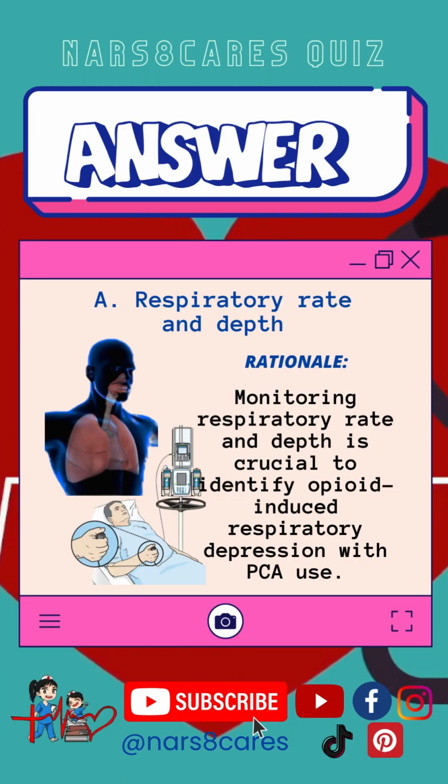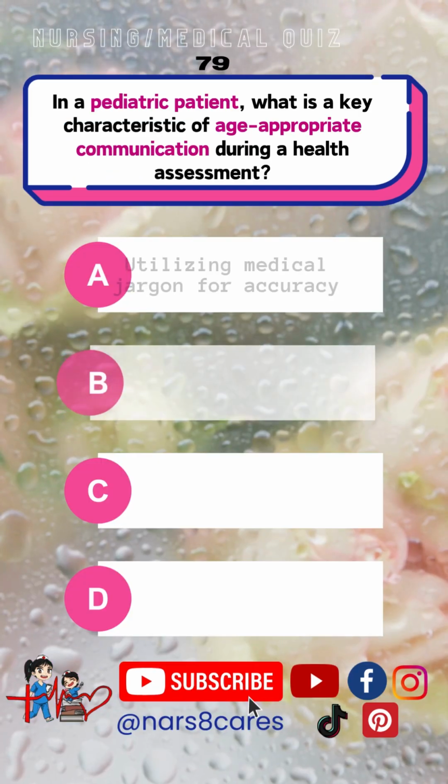Answer A. Respiratory rate and depth. Rationale: monitoring respiratory rate and depth is crucial to identify opioid-induced respiratory depression with PCA use.